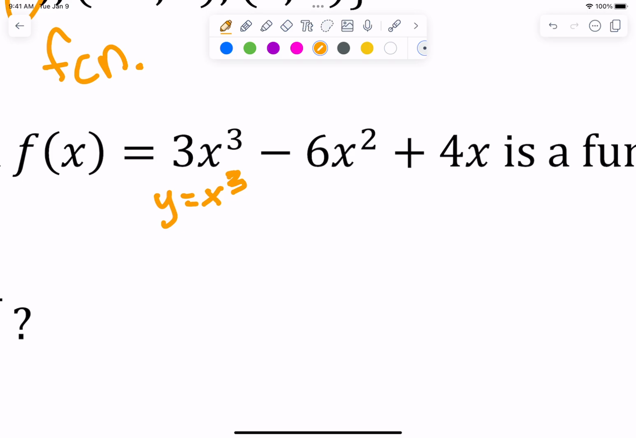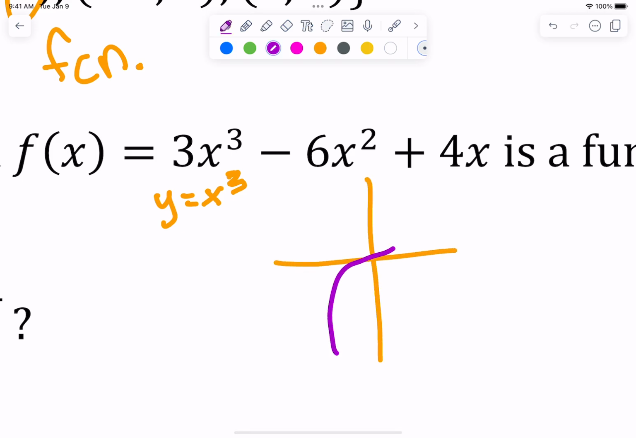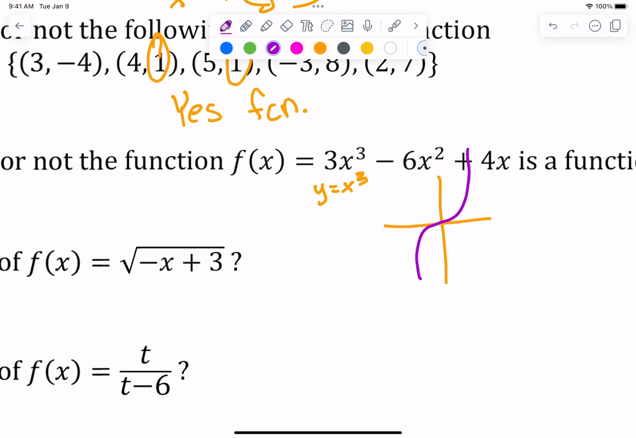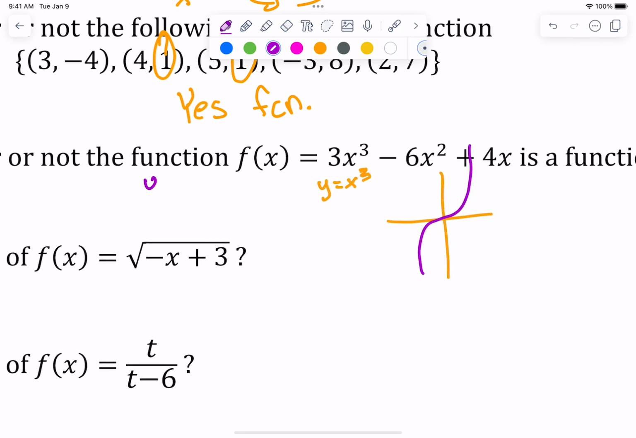You remember what x cubed looks like? It goes one way down and one way up, kind of like a snake. So it's going to pass the vertical line test. Any polynomial, by the way, is going to pass the vertical line test, so they're all going to be functions, right? Okay, so yes, function. Make sense? X cubed, okay?